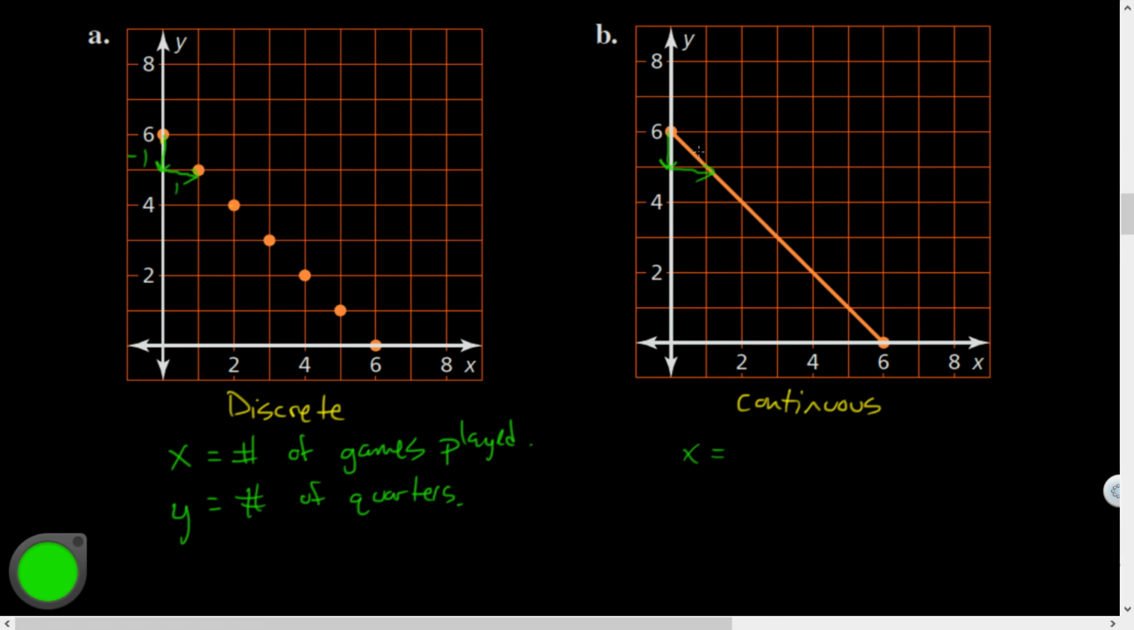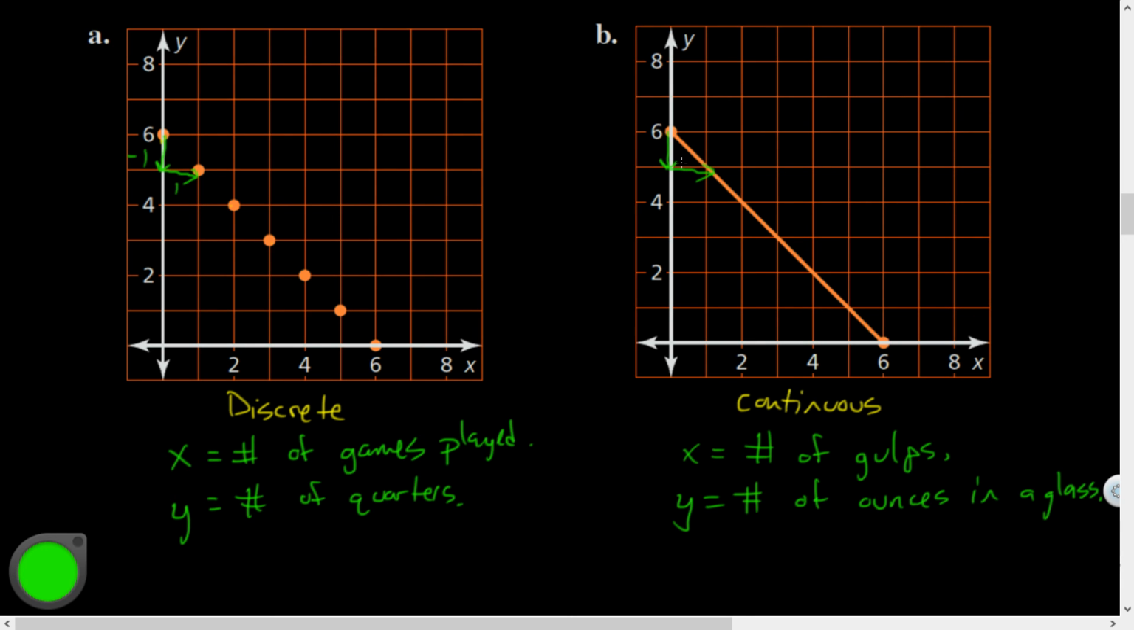So you could theoretically have a weird number of ounces in a glass. So if x was the number of gulps, and y is the number of ounces in a glass, right? That's a continuous situation because if I do 1/2 of a gulp, I could still have 5.5 ounces of fluid in the glass.